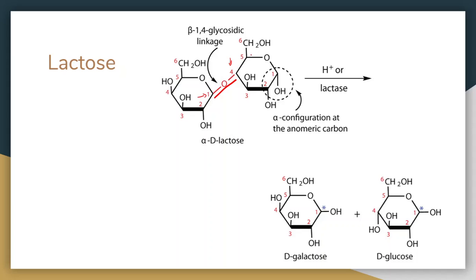Right, and this is the second sugar. Over here this anomeric carbon is free. This anomeric carbon will cause the reducing nature of this sugar. Upon hydrolysis in the presence of lactase or in the presence of acid, the bond is cleaved, this beta 1,4-glycosidic linkage is cleaved, and we will get galactose and glucose.